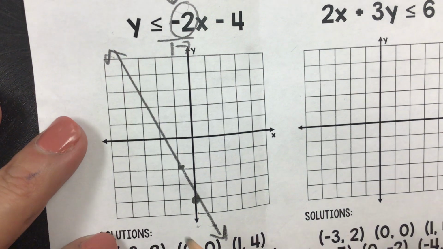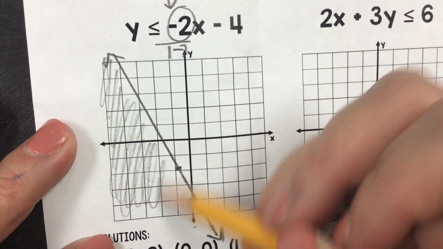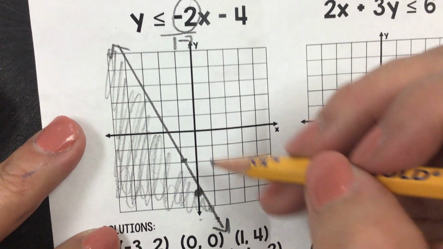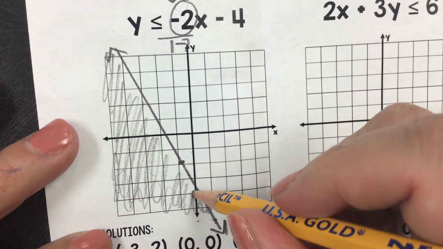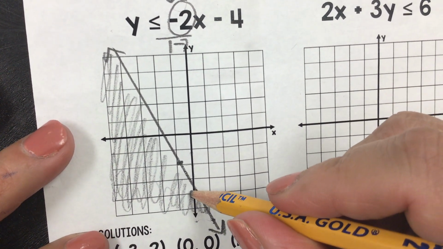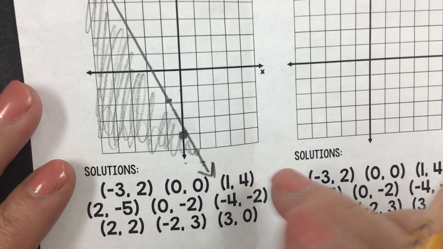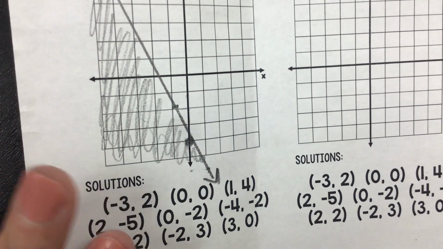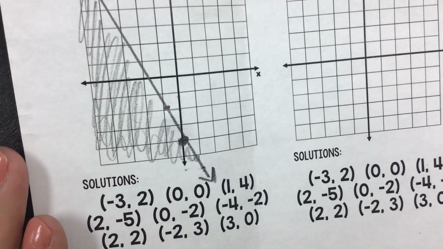It says less than, so anything below the line. And then don't forget to check the solution set. But don't forget that if it's on the line, then it would be part of the solution.